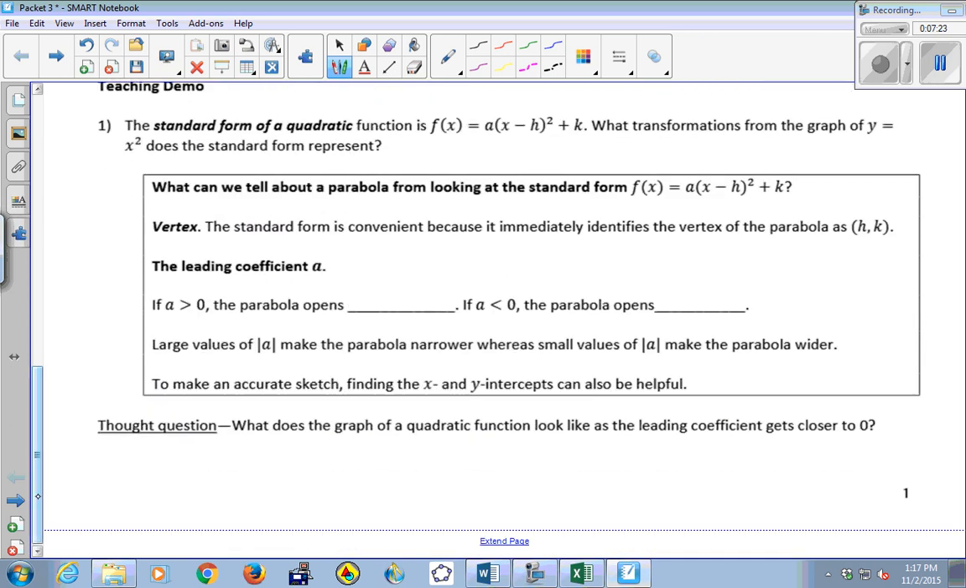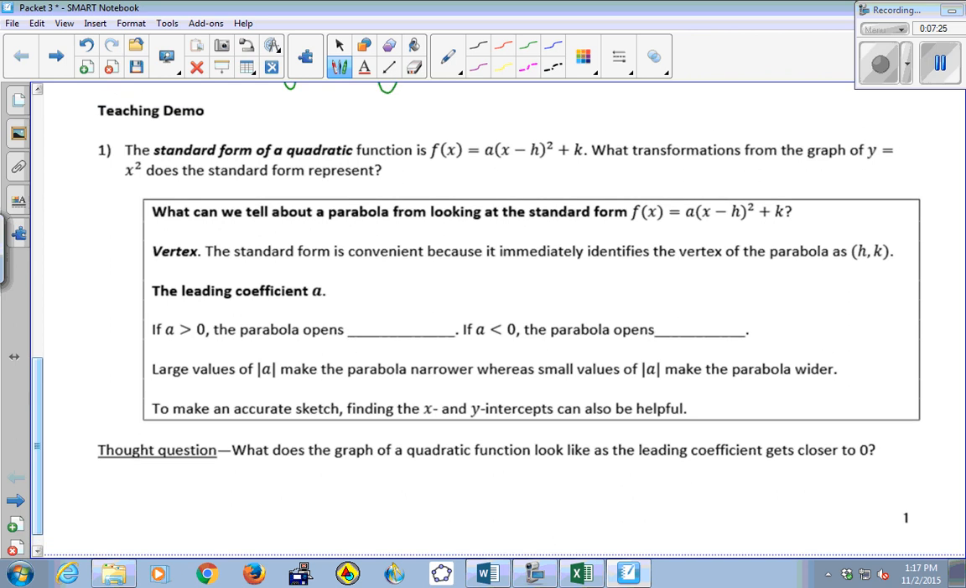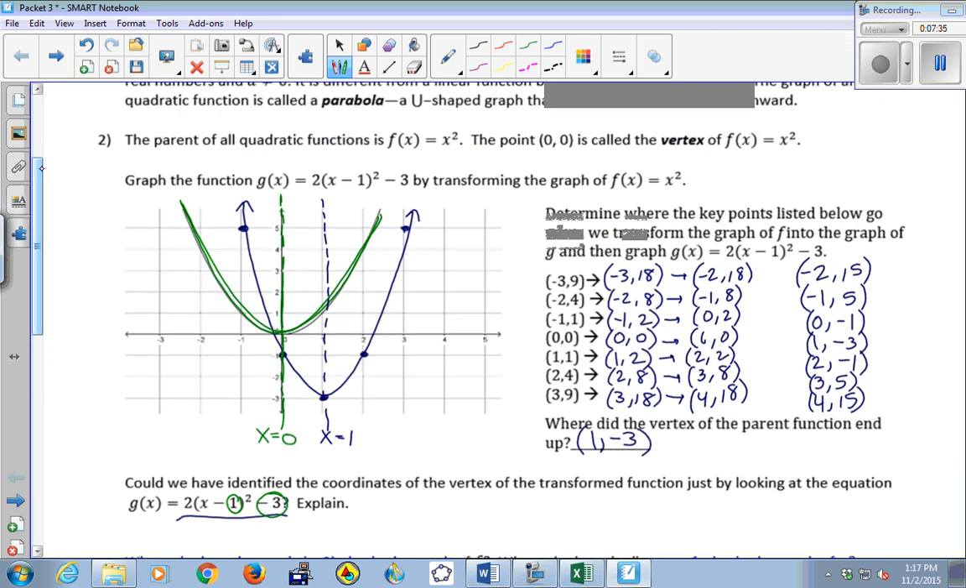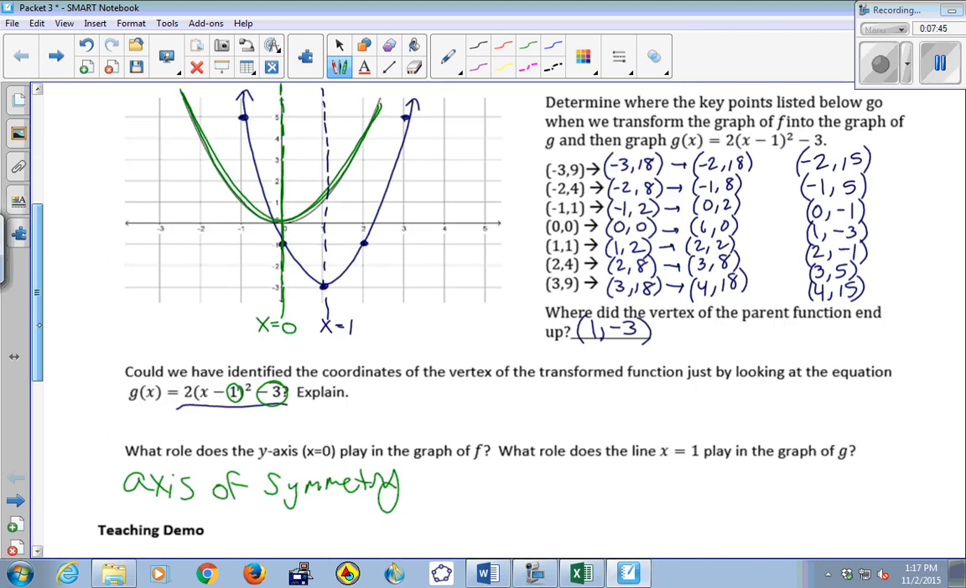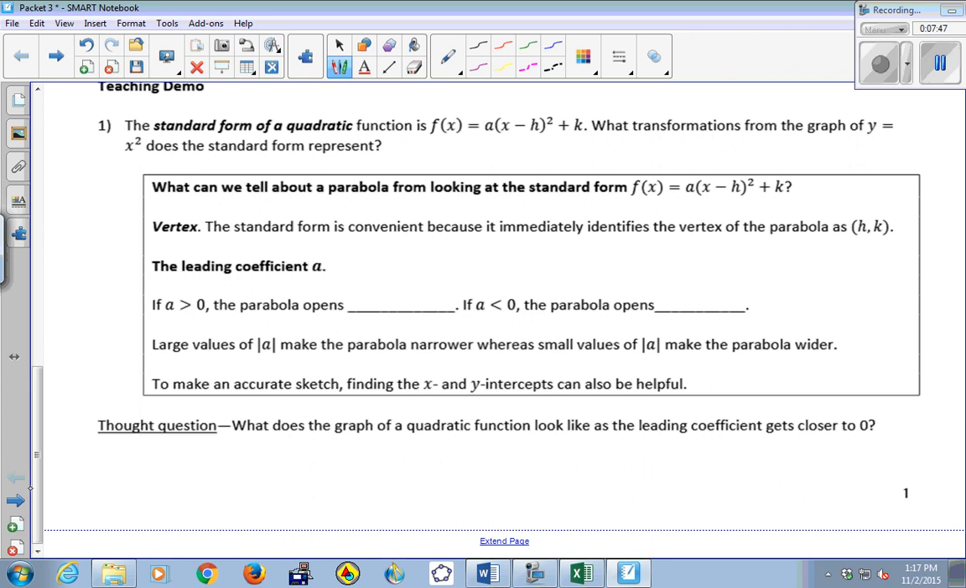All right, so here's my teaching demo. The standard form of a quadratic function is a times (x minus h) squared plus k, right? So that's what I was just looking at up here. I was looking at something in that form, this g of x. My a was 2, my h was 1, my k was -3. So my general form is a times (x minus h) squared plus k. So what transformations from the graph of x squared does the standard form represent?